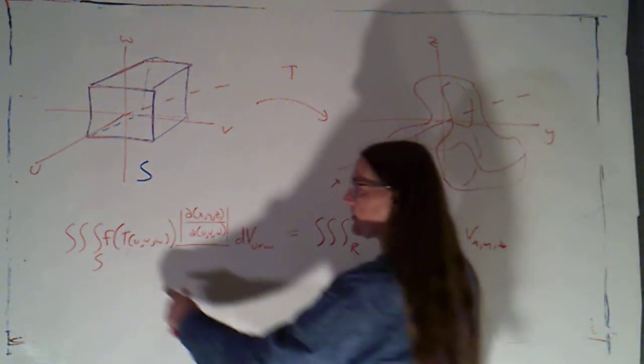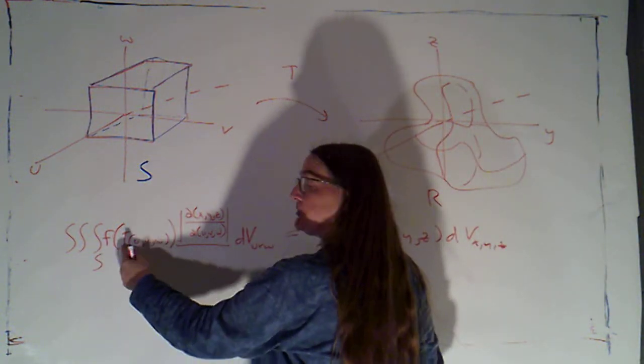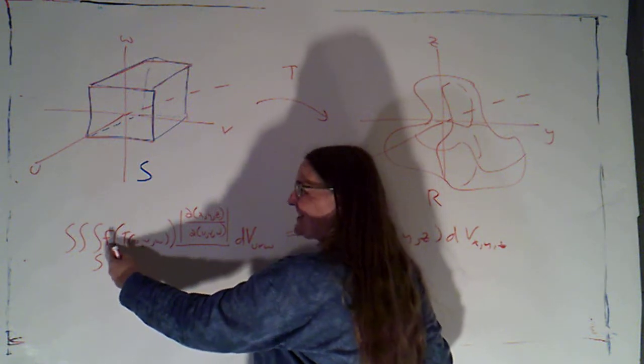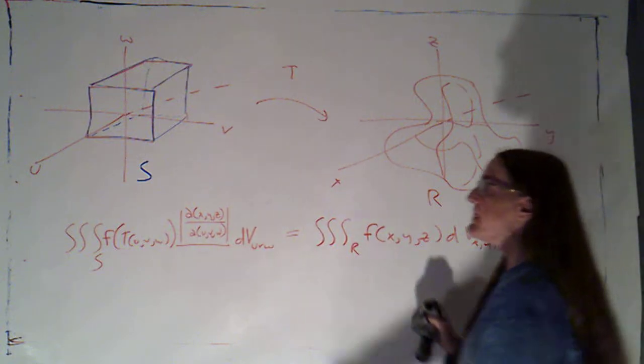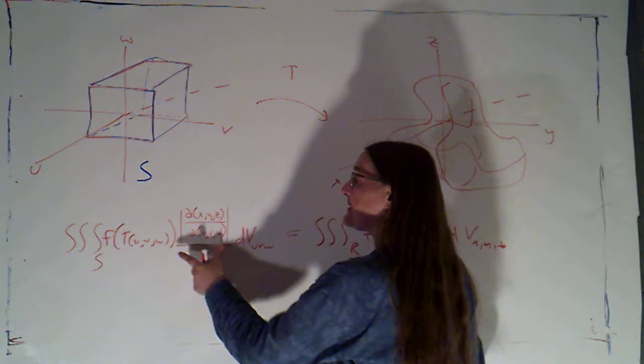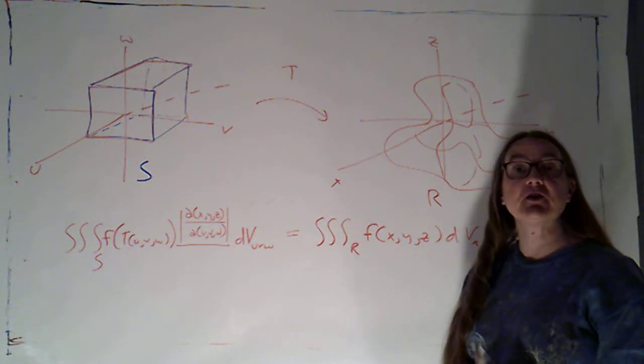And of course, the integrand I get by just doing a composition. I take UVW, I plug it into T to get a point XYZ, and then I plug it into F to get the original integrand. Then I have a scaling factor, and that scaling factor, once again, is just the absolute value of the Jacobian.